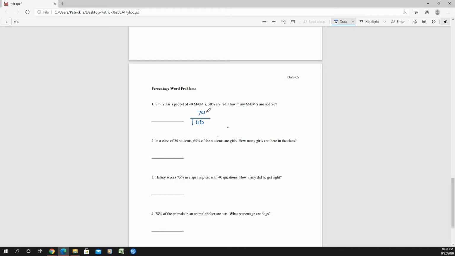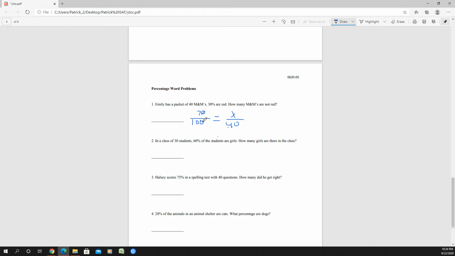And so now we have this, and then equals. We're trying to find how many M&Ms are not red. So we're trying to find x, and what we're trying to find x over is that we have a total of 40 M&Ms. Okay, just like 1 is 100%. The total 100% of the M&Ms is 40, and 70% of the M&Ms is x.